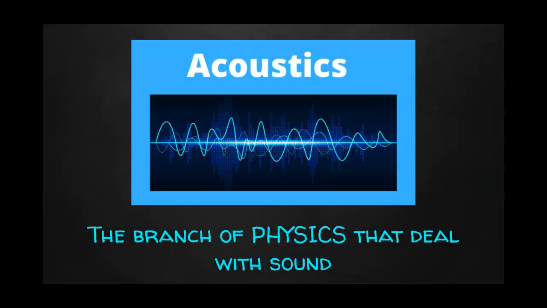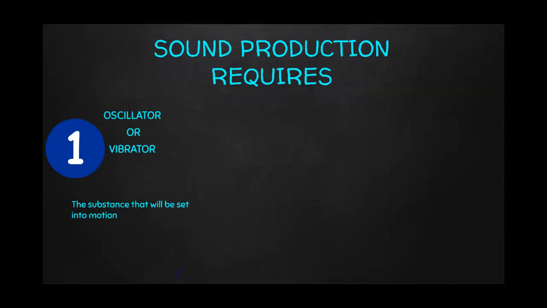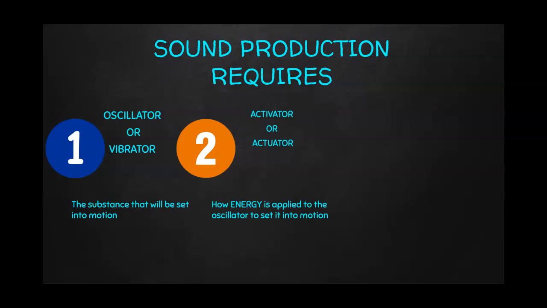When we take a look at the branch of physics that studies how sound is produced, it's acoustics. And acousticians talk to us about how sound gets produced. There are 3 requirements. There must be something that is set into motion to create that vibration. They refer to that as the oscillator or the vibrator. You also have to have an activator or an actuator. This is how energy is applied to the oscillator or vibrator to set it into motion. You have to have energy, you have to have a substance that's vibrating.